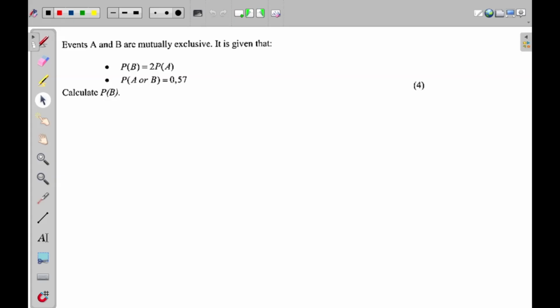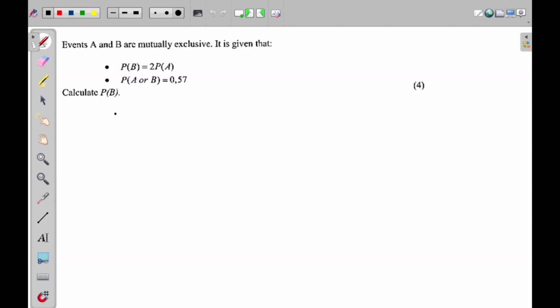Right. Another one, we've got events A and B, and we are told that these are mutually exclusive. Furthermore, it is given that the probability of B is twice the probability of A, and the probability of A or B is equal to 0.57. So again, very similar to what we've done, but here, since there's some form of substitution, one probability is going to replace the other. Maybe I'll take you through this one also so that you get to see the algebra behind it all.